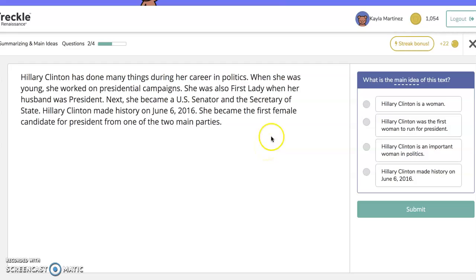All right. This is our next one. Again, we're still just figuring out the main idea. That is what we're focusing on here. All right, read along. Here we go.